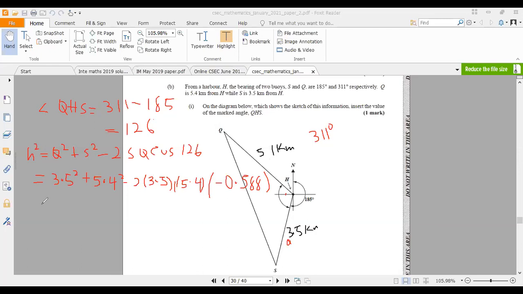Okay, so let's work it out. What is 3.5 squared? 12.25. Okay. What is 5.4 squared? 29.16. Okay.